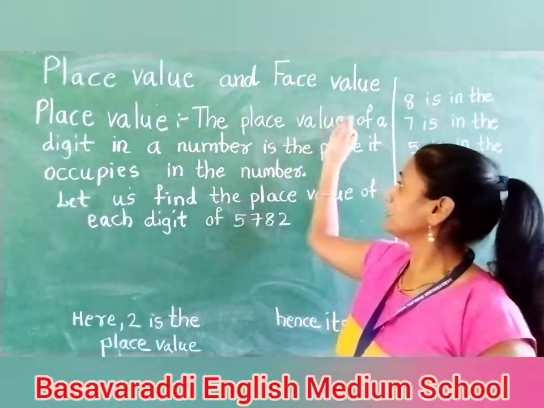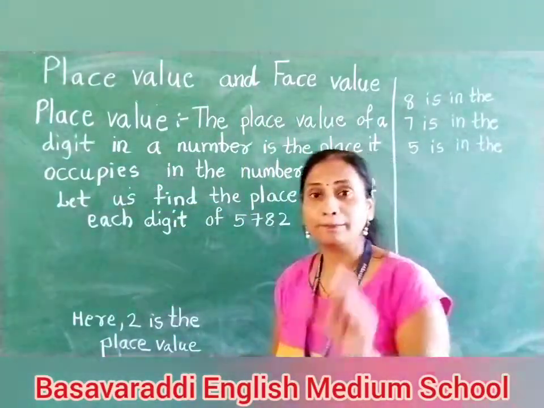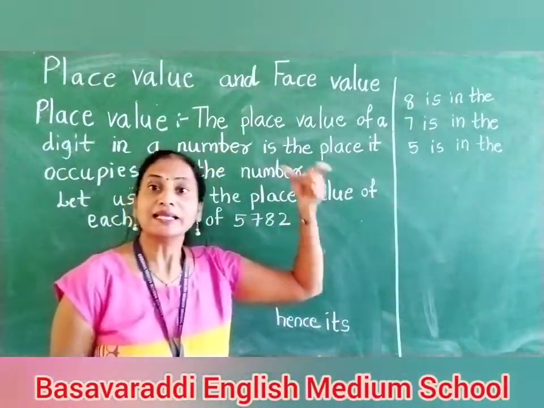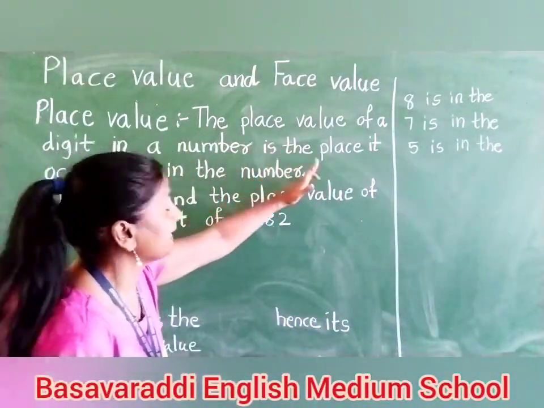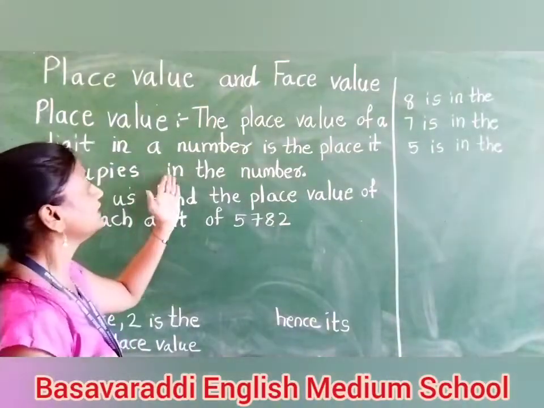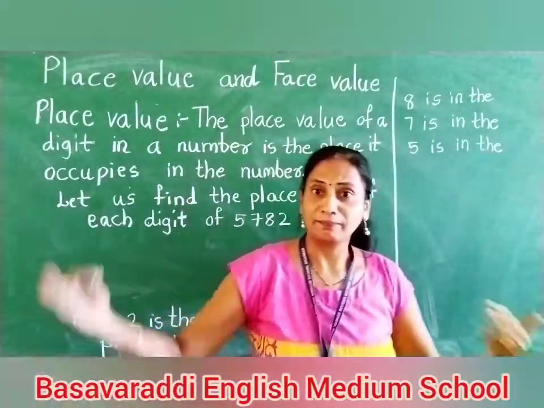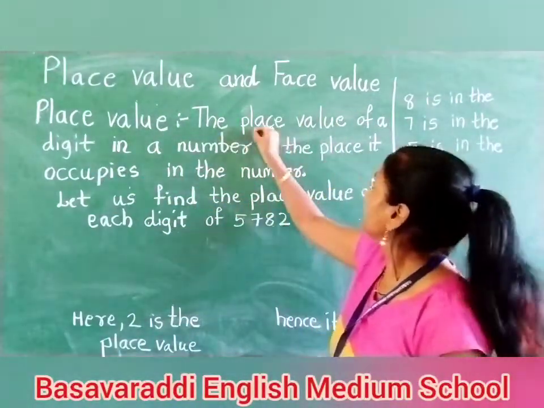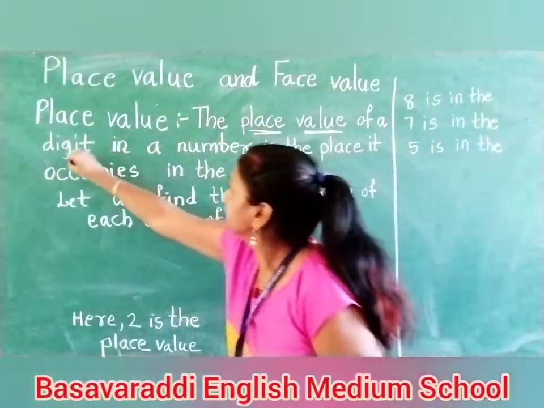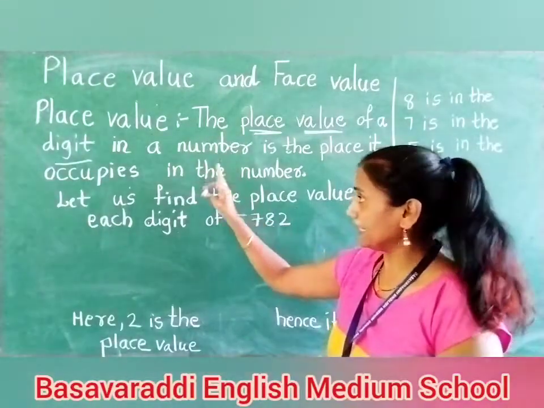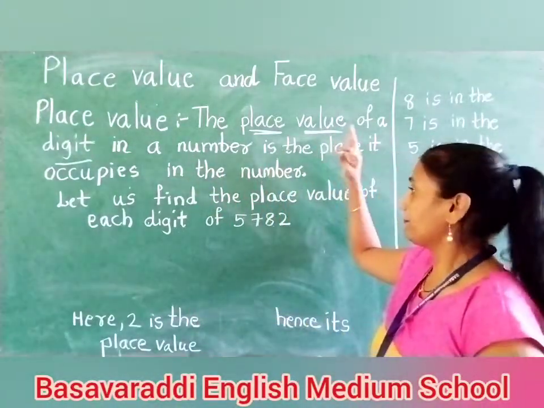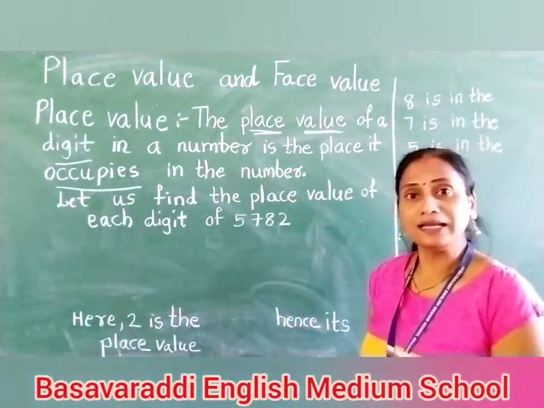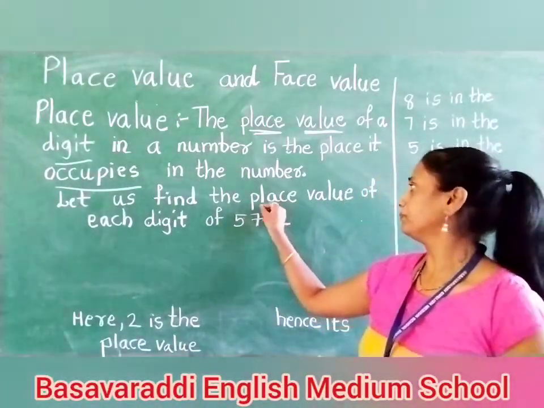The place value of a digit in a number is the place it occupies in the number. It occupies a place, and that is the place value. So the place value of a digit in a number is the place it occupies in the number. Let us now learn the place value.